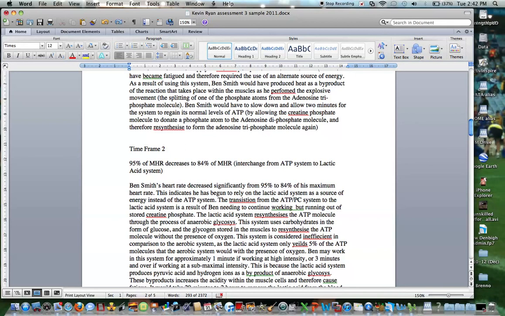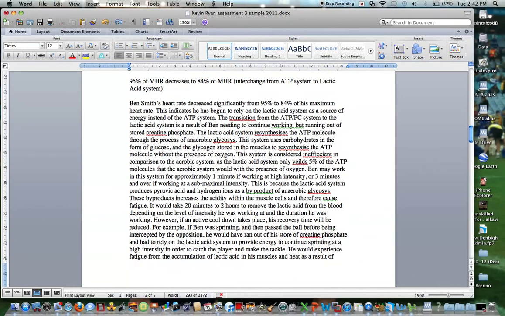For me, it was the analysis, the interchange from one system, which Kevin has done, the ATP system, to the lactic acid system. Again, Kevin's gone through and explained the percentages changed here, the systems that were used. If anything, it would be nice for Kevin to maybe bold the system and underline it, so straight away the marker knows he's got the ATP system in there.